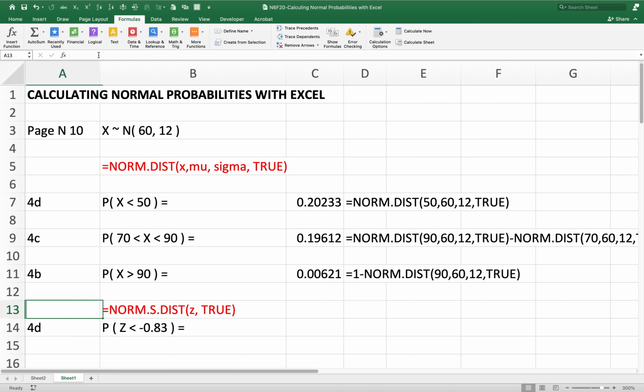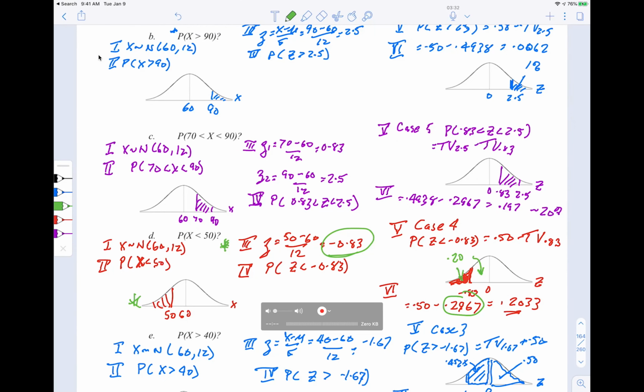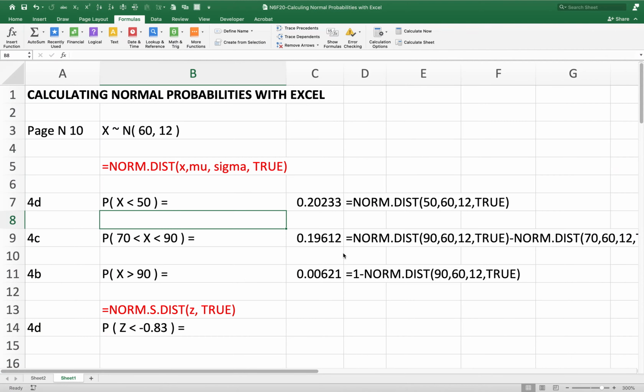Now I want to go back here. I'm actually looking at 4D, which was this one right here: the probability that X is less than 50. That was the one in red here. When we did this by hand, we standardized the 50. So 50 minus 60 over 12, we got minus 0.83. And just to show you, if you stick that Z value in, all you need is the NORM.S.DIST function, and you put in the Z value and true.